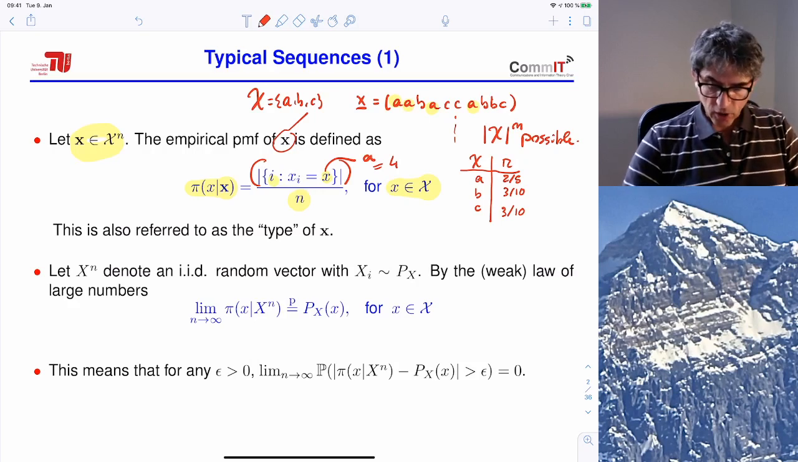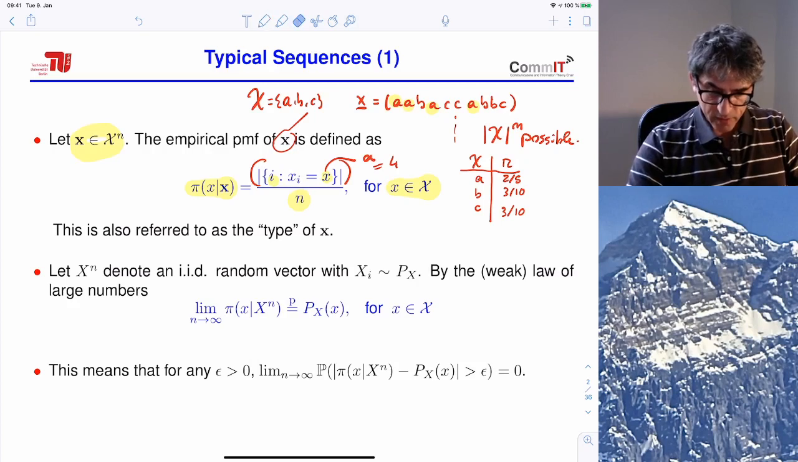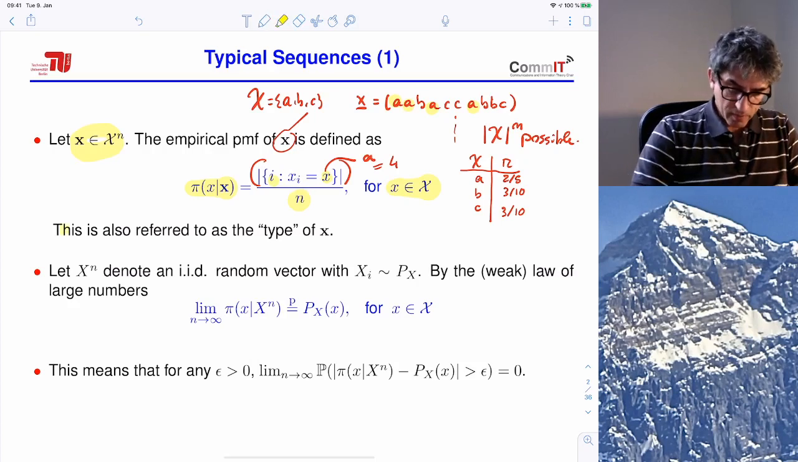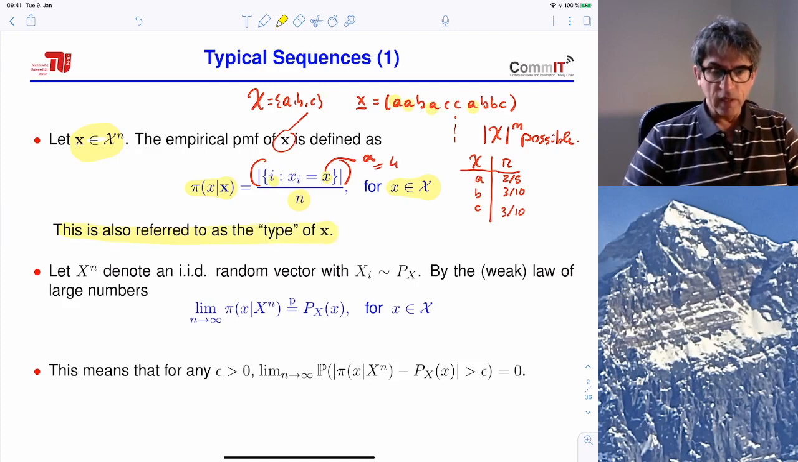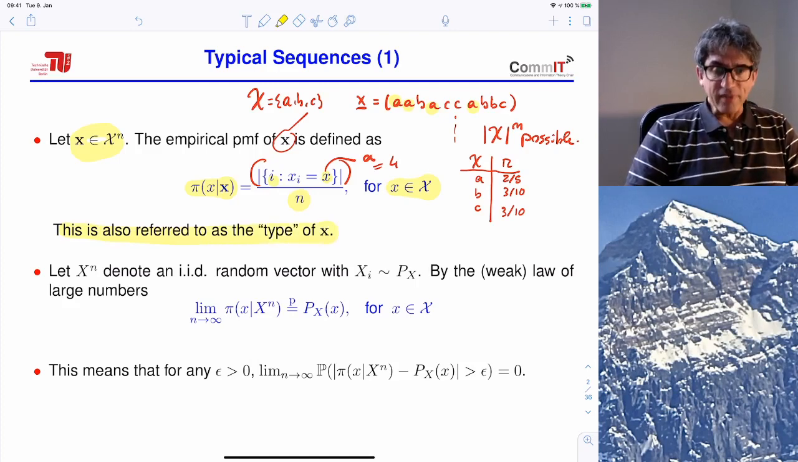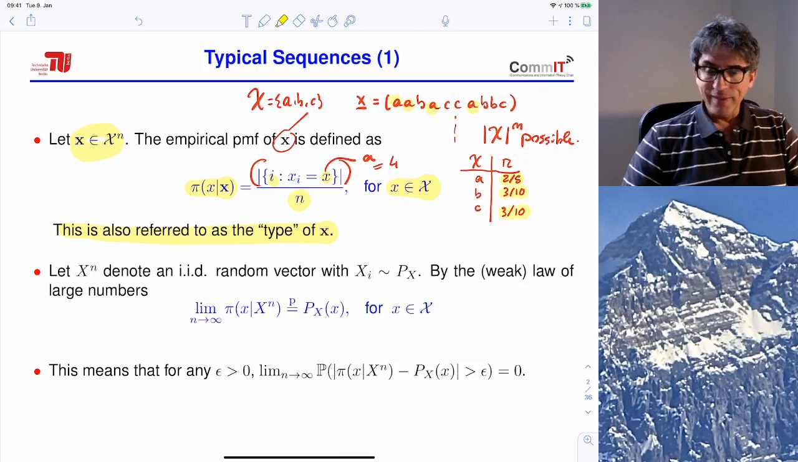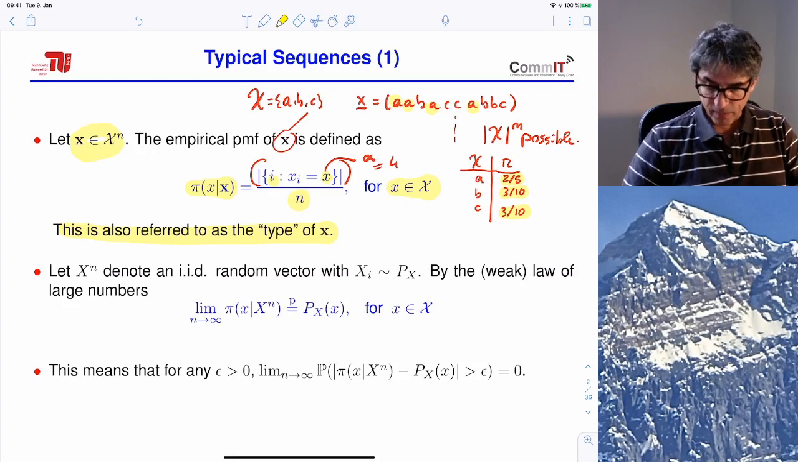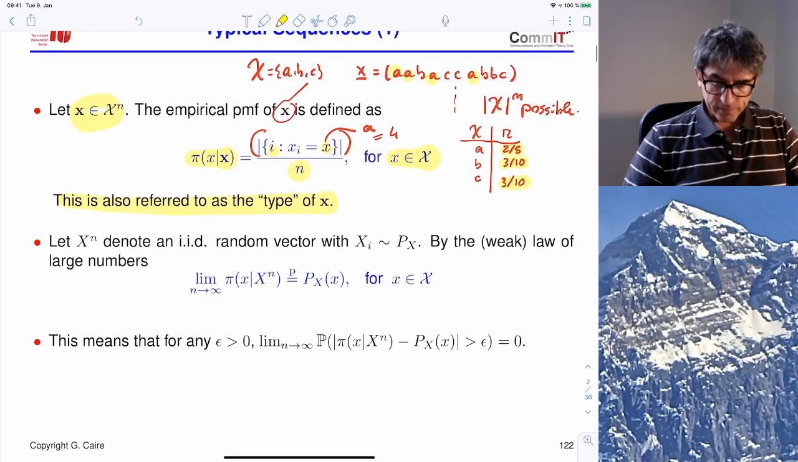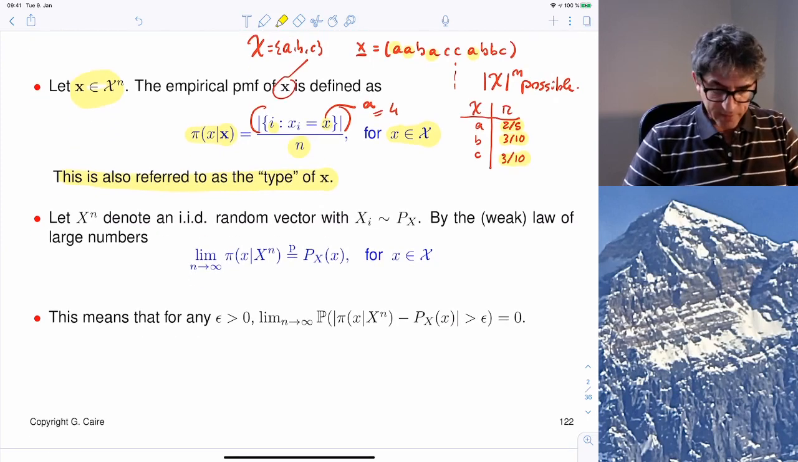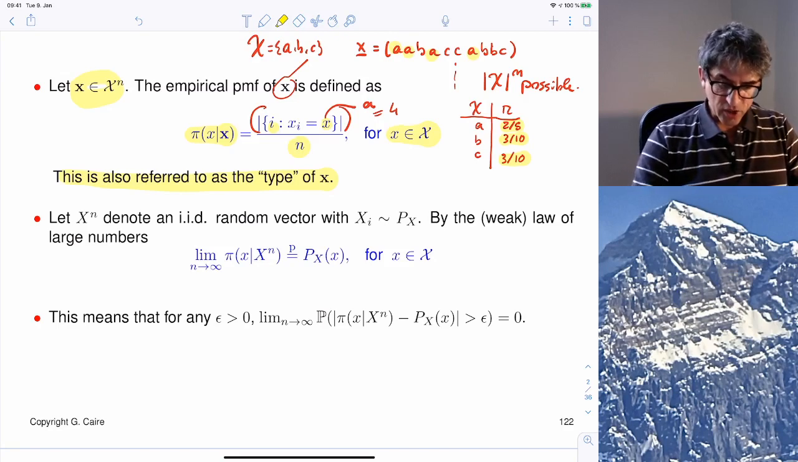The collection of these empirical frequencies is called the type of x. Of course, for a given type, if I fix those frequencies to 2/5, 3/10, 3/10, there are a lot of sequences that have the same type. In fact, every permutation of this sequence has exactly the same type.